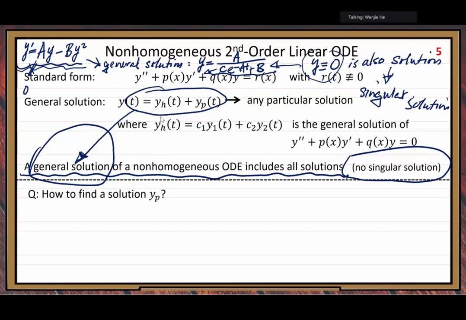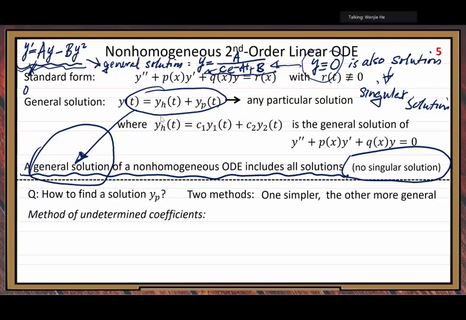All right. Then, next question. How to find a solution YP, a particular solution? There are two methods, one simpler, the other more general. We need to learn these methods.